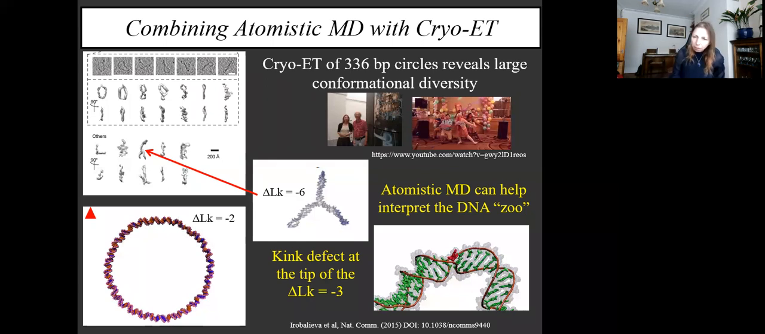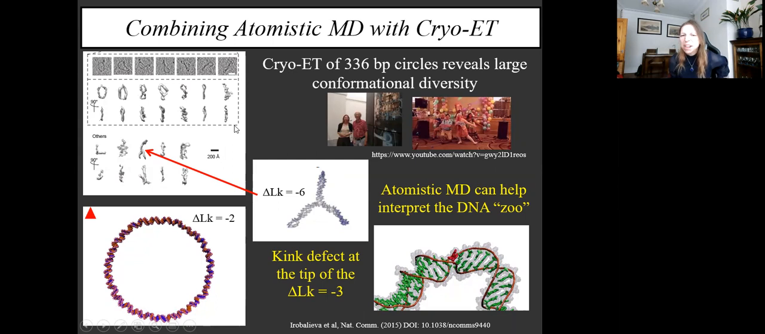Now, this was an unbelievably challenging thing to do because these circles are very, very tiny. So a real challenge, right on the edge of what you can see with cryo-ET. And they're also incredibly dynamic and very flexible. So we're looking at a 336 base pair mini circle made by Lynn, imaged by Wah. And this is the sort of thing that you see. For different topoisomers, you see different levels of superhelical stress giving rise to different levels of compaction. So this is the experimental data here.